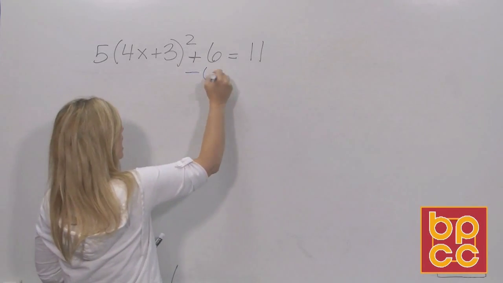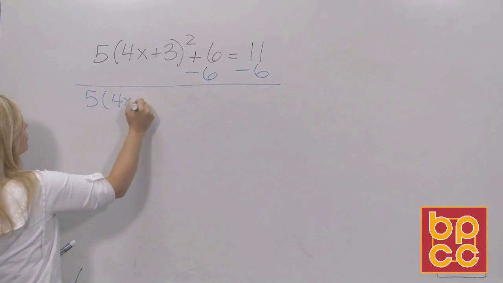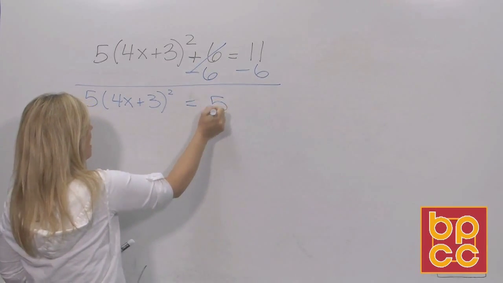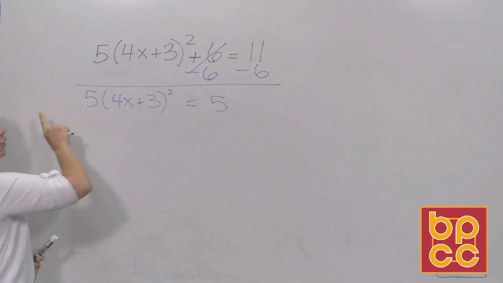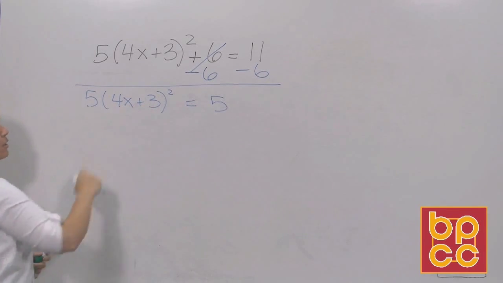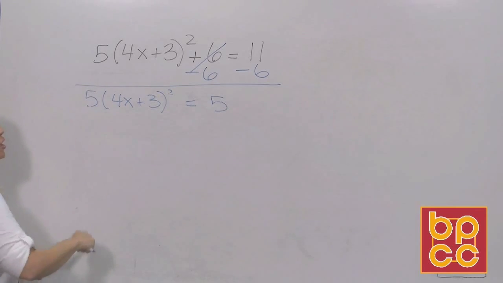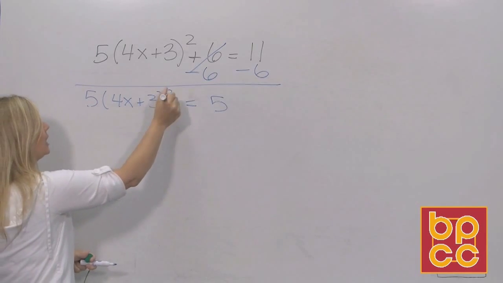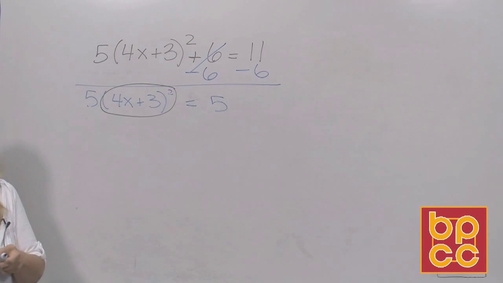So obviously we'll subtract 6. That's an easy move. That'll cancel out, and 11 minus 6 is 5. Now wait, we're not done. We have another number here that needs to move to the right. You cannot take that 5 and multiply it to the 4x plus 3. You cannot distribute or multiply first, because remember, exponents would go first. So what we're trying to do is isolate who owns the exponent. And this exponent belongs to all of this because it's in parentheses. So that's what we have to get isolated.